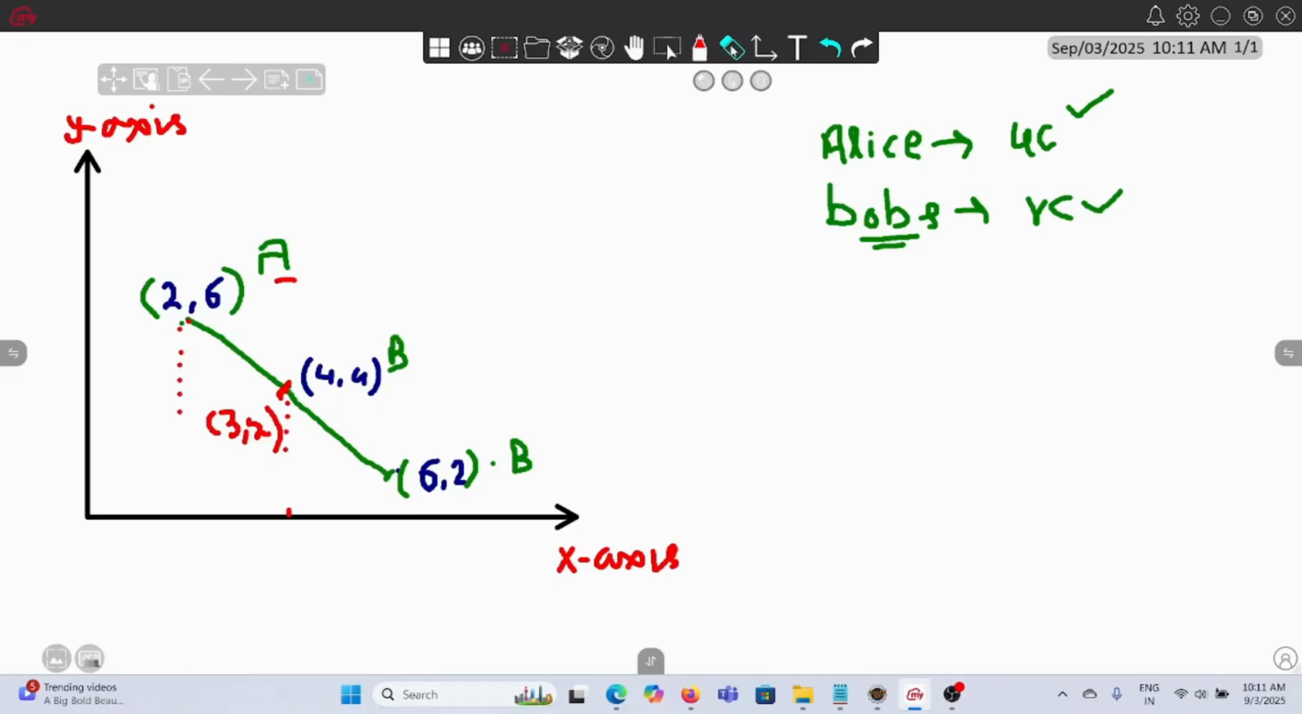Now in this case, what would be the valid position? If we have 3 2, then instead of 4 4, Bob can be placed here at 3 2. It can come like this, because anyway if we keep 4 4, then going this way, Bob can come here.